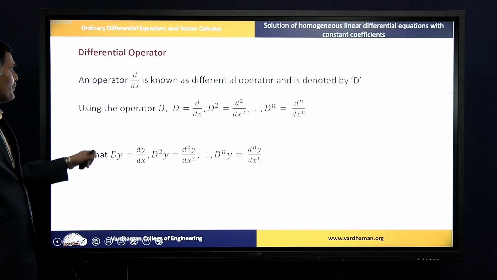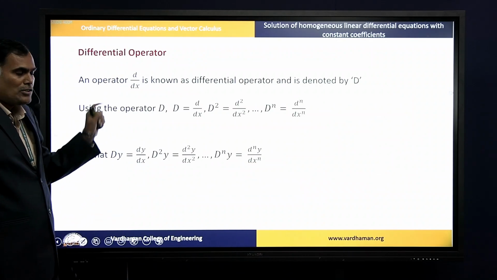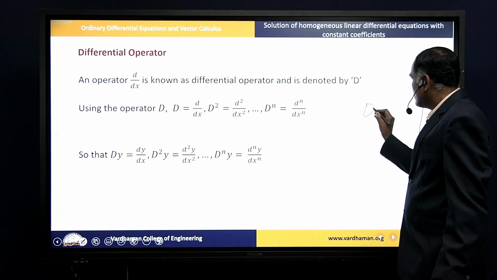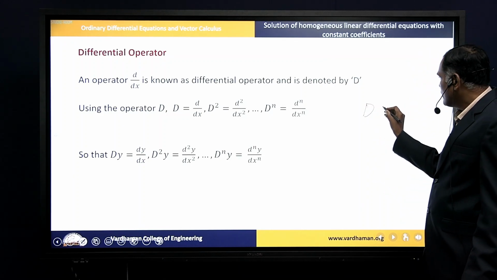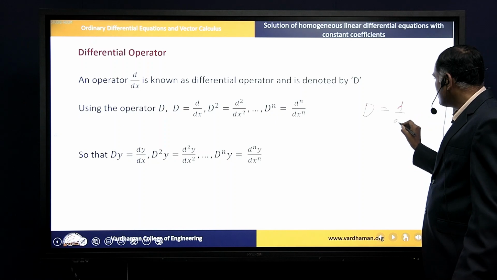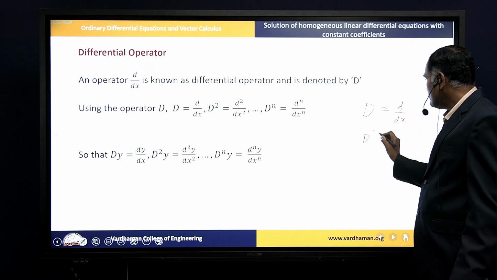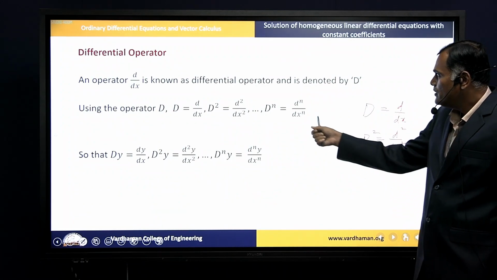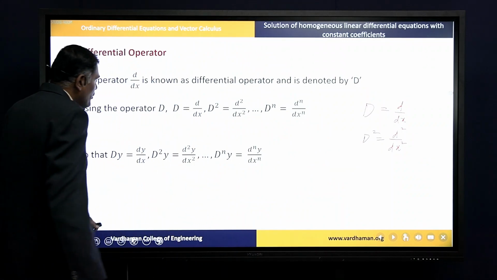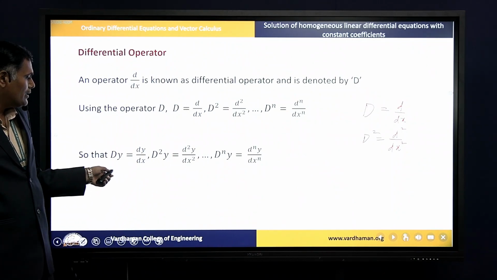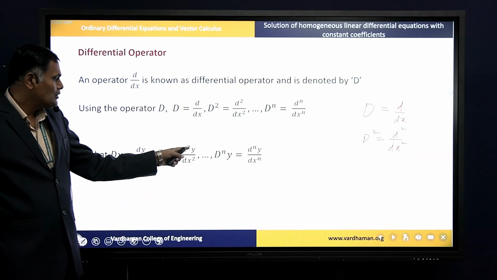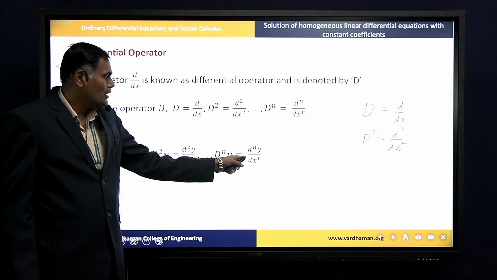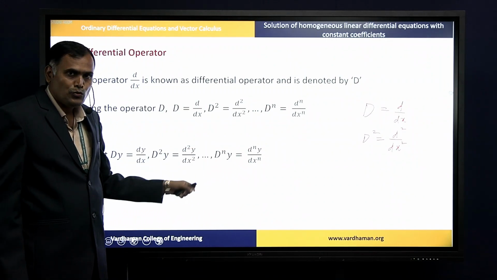Now, let us discuss the differential operator. What is a differential operator? The differential operator is nothing but D. This D is known as the differential operator. This is written as d by dx and D square is written as d square by dx square. Now using the differential operator we can write dy by dx as capital D into y, d square y by dx square as capital D square into y, and d power n y by dx power n as capital D power n into y.